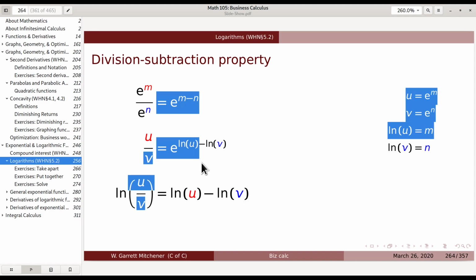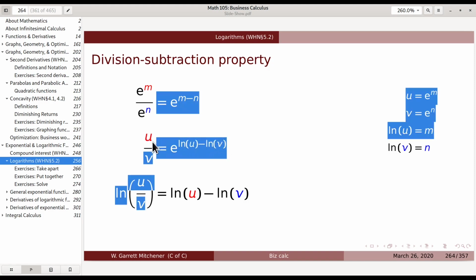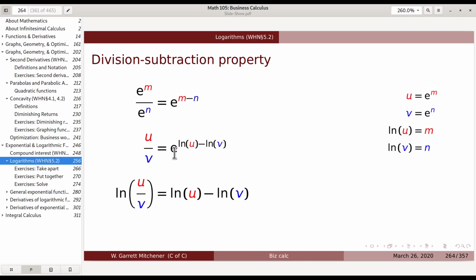From the second equation, I can now apply ln to both sides. So u over v becomes ln of u over v. And then ln will undo this e and leave just the stuff up in the exponent. And that takes us here to ln of u minus ln of v. So in other words, ln of u over v comes apart into ln of u minus ln of v.